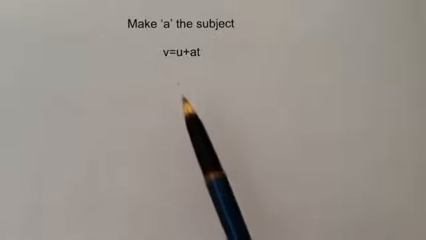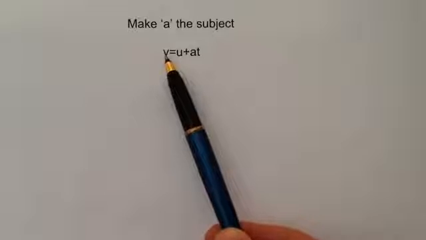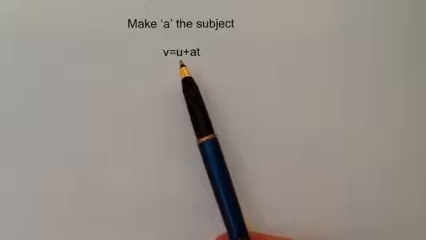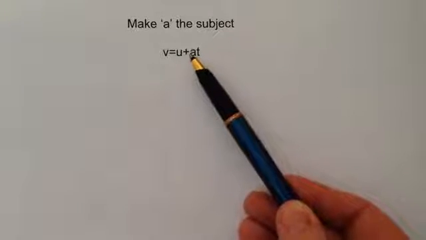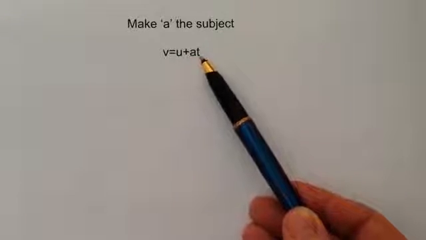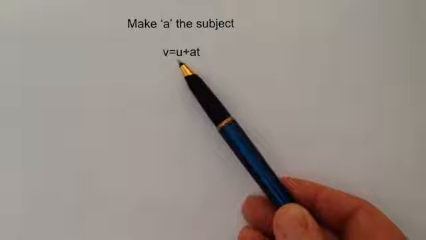Okay, in this video we're just going to make A the subject of this particular formula. At the moment V is the subject, so what we're saying is V equals U plus AT, and whatever those values are, if you add U to A times T, it means that you'll get the value of V. Now it might be in certain circumstances that you need to make A the subject of the formula. In other words, A equals something.